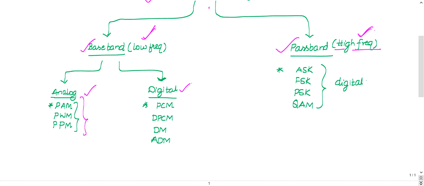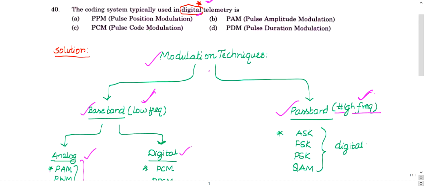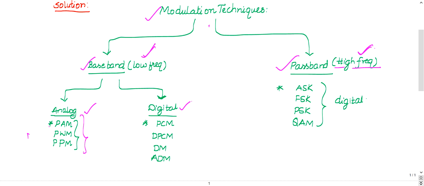Under analog, the baseband modulation system examples are PAM, PWM, PPM, meaning pulse amplitude modulation, pulse width modulation, pulse position modulation. This PWM is sometimes called PDM, pulse width modulation or pulse duration modulation. Both are the same. Then coming to digital baseband modulation techniques, we have PCM, pulse code modulation, differential pulse code modulation, delta modulation, adaptive delta modulation.